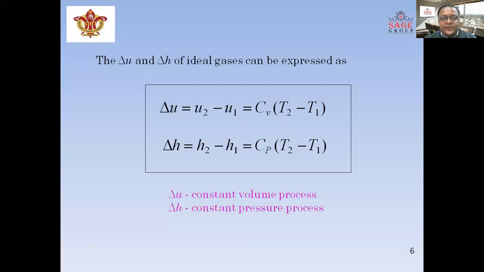The internal energy and the change of enthalpy of the ideal gas can be expressed. It is a constant formula called delta U = U2 minus U1 = Cv (T2 minus T1), where the mass is taken as 1 kg, and delta H = H2 minus H1 = Cp (T2 minus T1). This is another formula for the change of enthalpy.